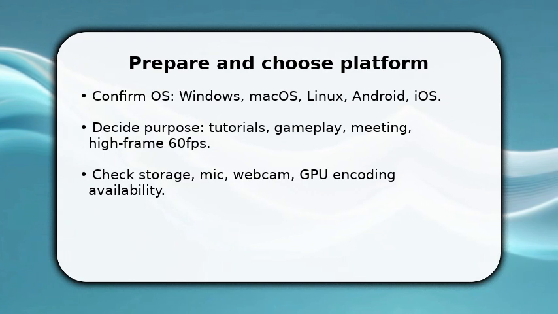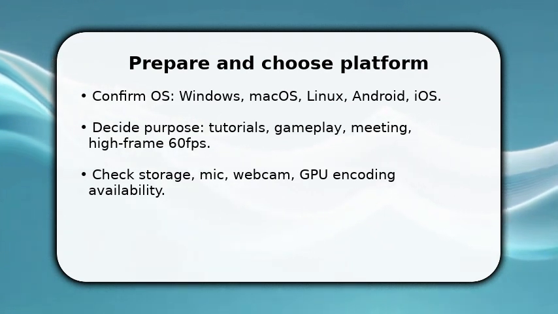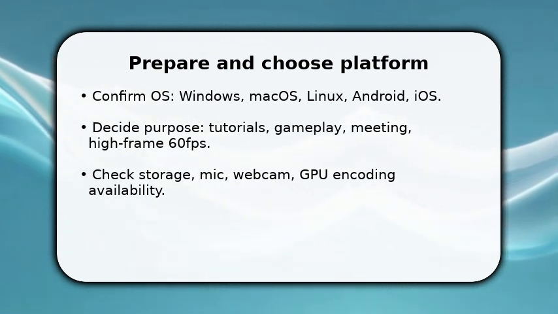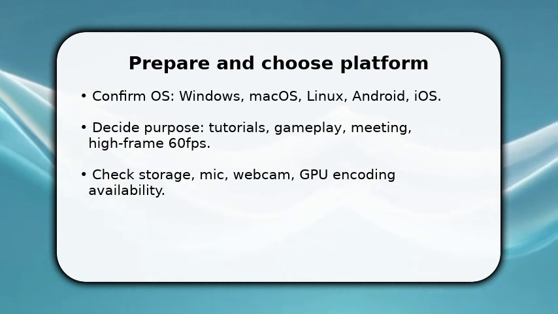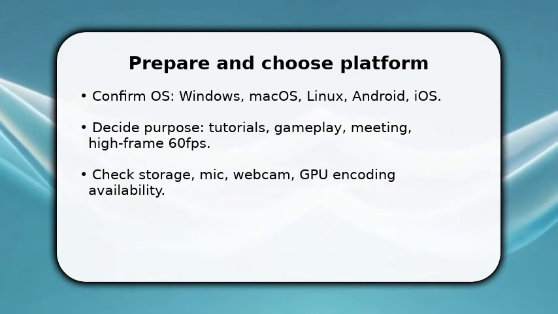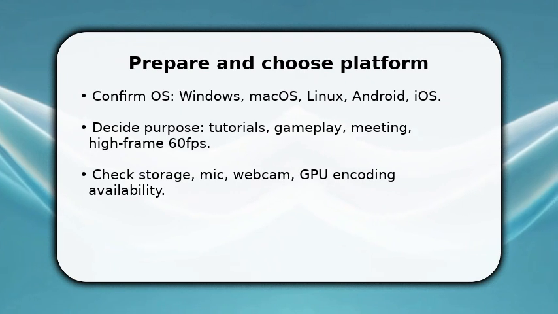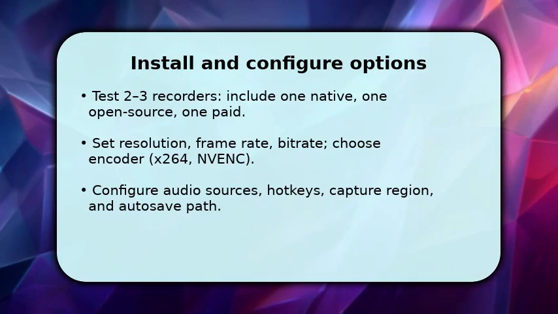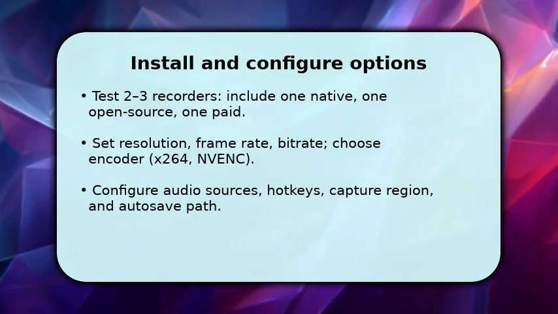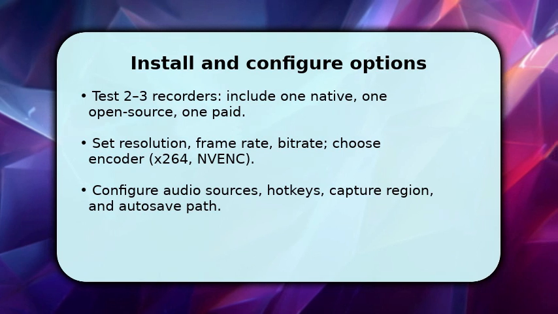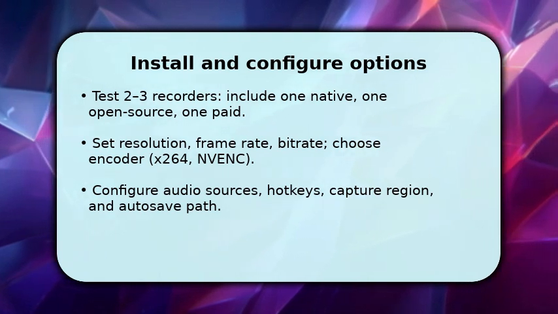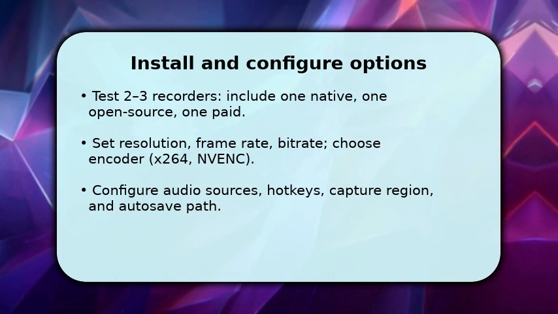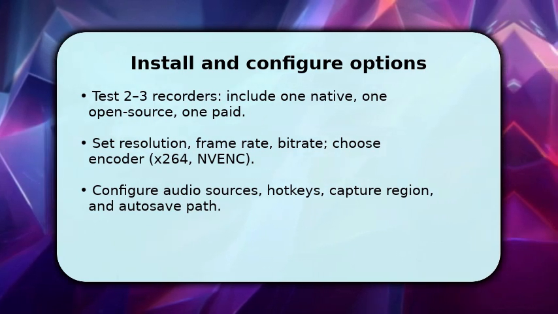Then decide between lightweight apps for quick captures or feature-rich software for editing and streaming. Make sure to note frame rate needs and destination file format, because that affects which tools you should try first. Now pick candidates and install them: a native recorder for your OS, an open-source option, and a polished paid tool if needed. Once installed, configure capture resolution, frame rate, and bitrate.